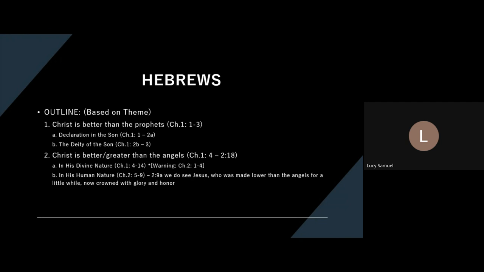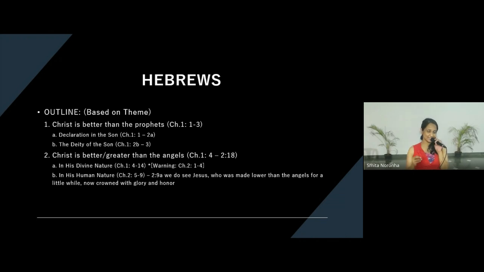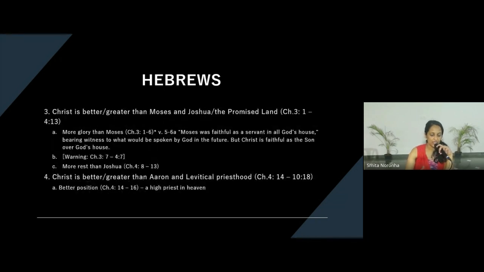Chapter 2, verse 9. But we see Jesus, who was made a little lower than the angels, for the suffering of death, crowned with glory and honor, that he, by the grace of God, might taste death for everyone, bringing many sons to glory. So in his human nature, Jesus was made a little lower than the angels, but now has returned to a place of authority over the angels. And so this covenant that comes to him is greater than the old covenant. In the third section, Christ is greater than Moses, right? So comparing the glory of Moses to Christ himself, let's just read chapter 3, verses 5 to 6, the beginning of verse 6. Hebrews chapter 3, verses 5 to 6.